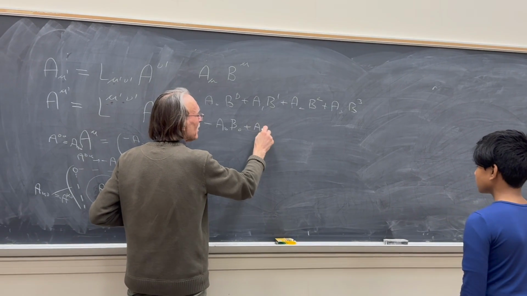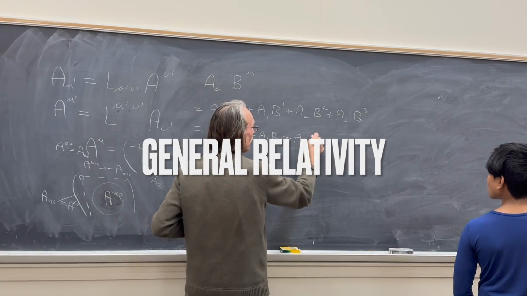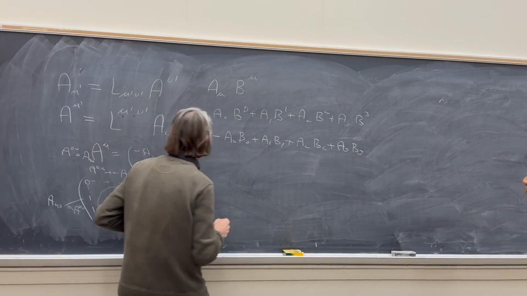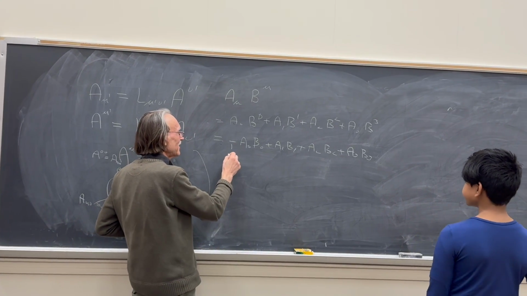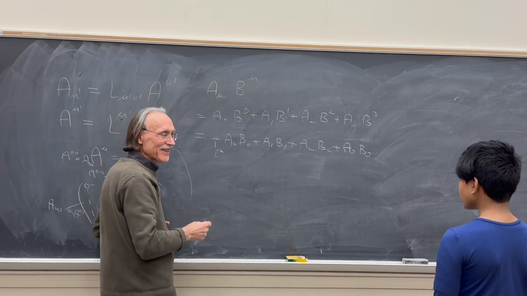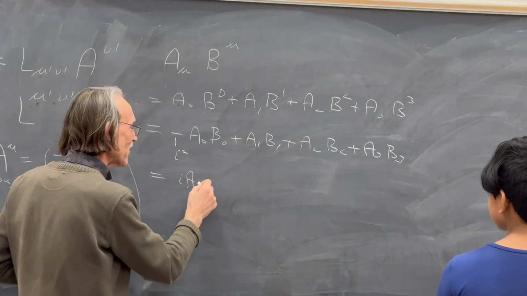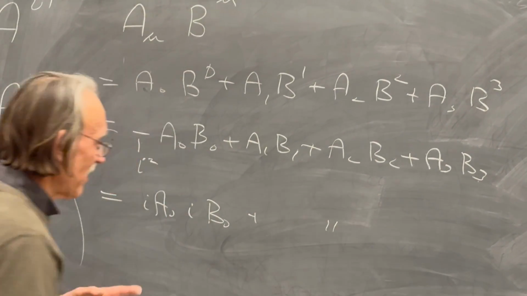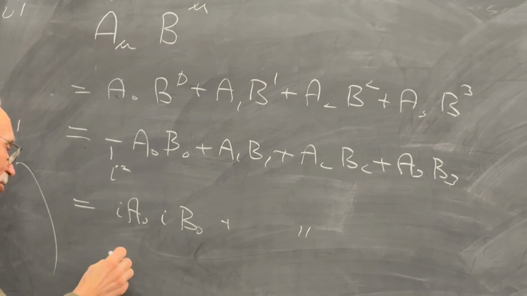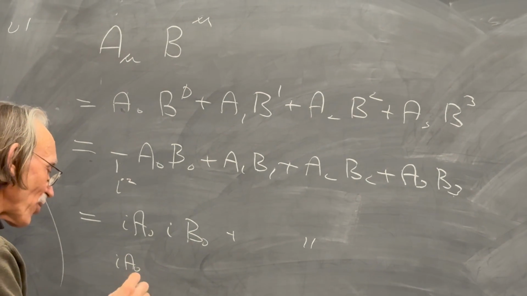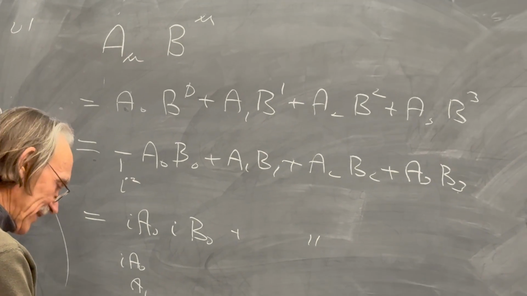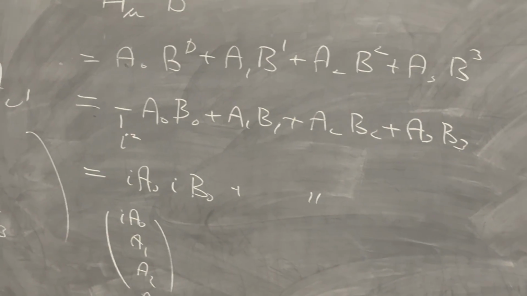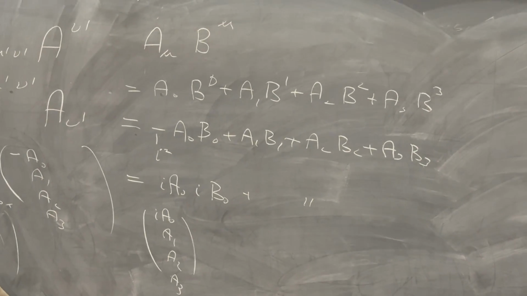B0 plus A1 B1 plus A2 B2 plus A3 B3. And now minus 1, that is equal to I squared. So you could also write this as I A0, I B0, and then here the same. So you could also take normal vectors and put an I in the 0 component and define them in this way. That is how I learned relativity. That's very interesting. But most people don't do that.